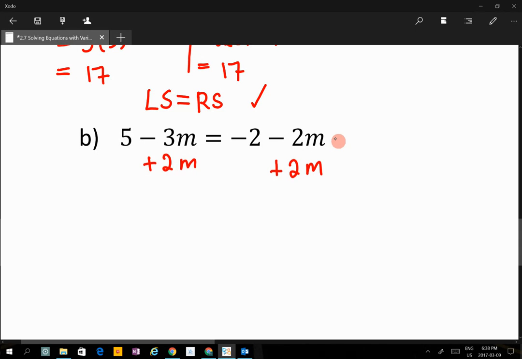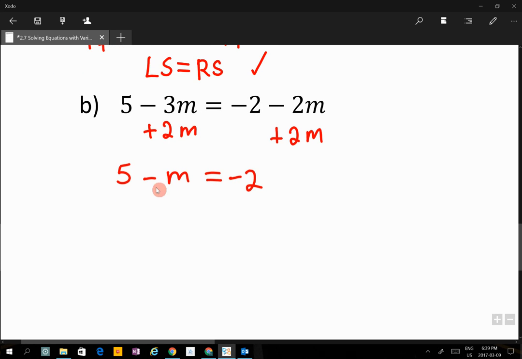Okay, so minus 3m plus 2m is minus m. I still have a 5 in the front. And on the right side, I have negative 2. Negative 2m plus 2m is 0. So all I have is negative 2 on the right side. Okay, so now I'm down to an equation with one variable on the left side.